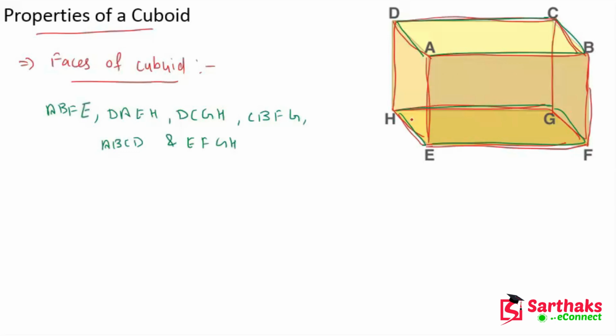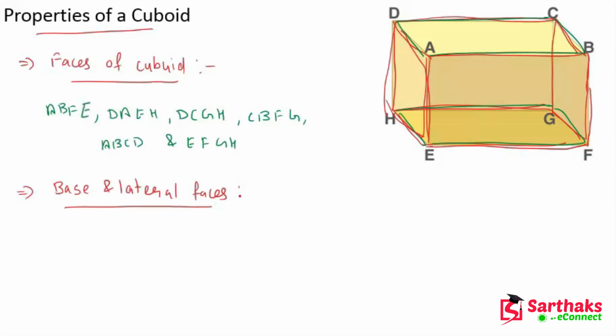Any two faces other than the opposite faces are called adjacent faces. We can say that this face and this face are adjacent faces. I hope, my dear friend, you understand these things. Now next we are considering the base and lateral faces.